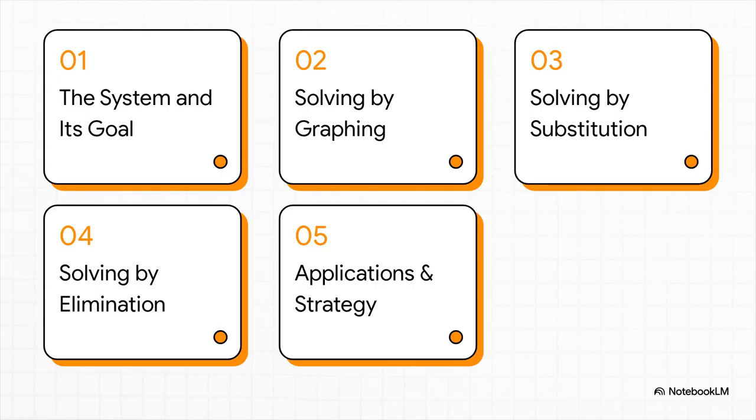So what's the game plan? First up, we're going to get a really clear picture of what a system even is and what we're trying to do. Then we'll build up our toolkit with 3 different methods. We've got the visual approach with graphing, the clever swap out of substitution, and the powerhouse method of elimination. And to wrap it all up, we'll see how this stuff actually applies to real-world problems and, this is key, how to pick the perfect tool for the job.